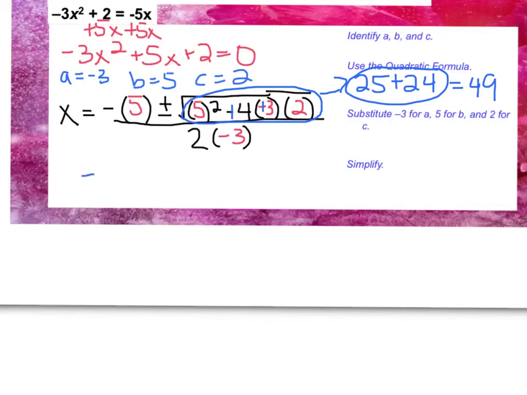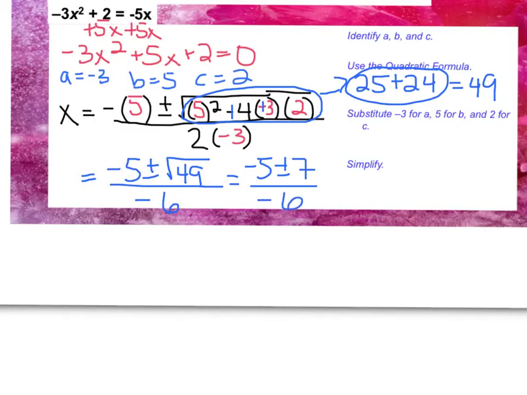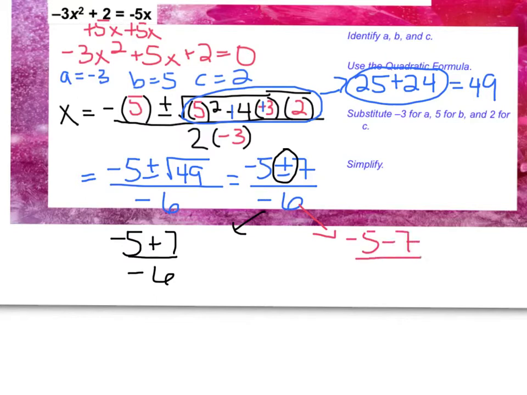So now we're going to simplify. So negative 5, because negative times 5 is negative 5, plus or minus the square root of 49. And this is being divided by negative 6. And now we'll take the square root, so I get negative 5 plus or minus 7 divided by negative 6. But because I have whole numbers, I need to simplify and split it off into two parts. So the first part is a plus, so negative 5 plus 7 divided by negative 6. And the second one is going to be a minus, negative 5 minus 7 divided by negative 6.